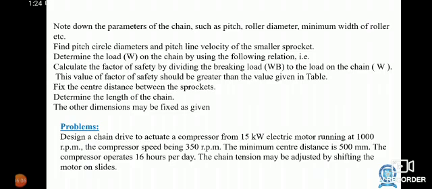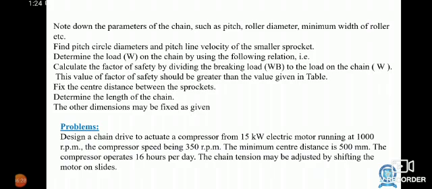Determine the load W on the chain by using the following relation. Calculate the factor of safety by dividing the breaking load by the load on the chain. This value of factor of safety should be greater than the value given in the data book. Fix the center distance between the sprockets. Determine the length of the chain. The other dimensions may be fixed as given.